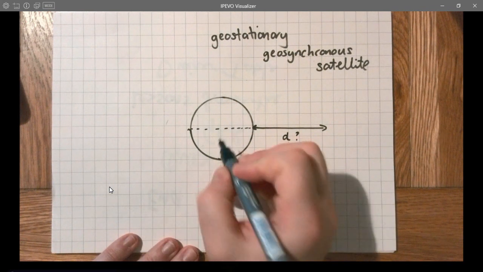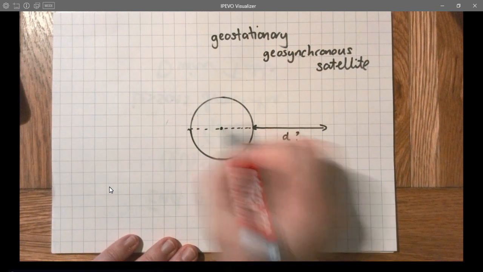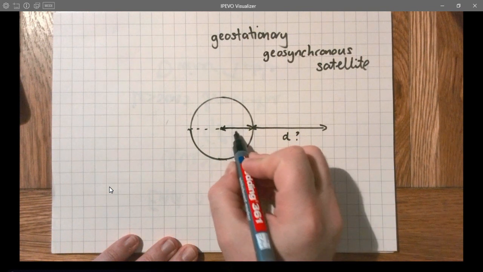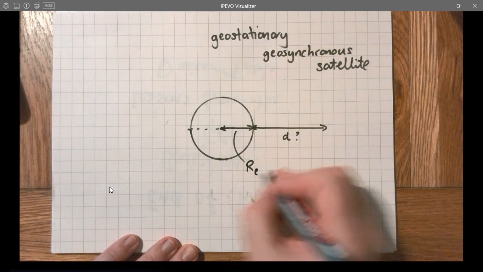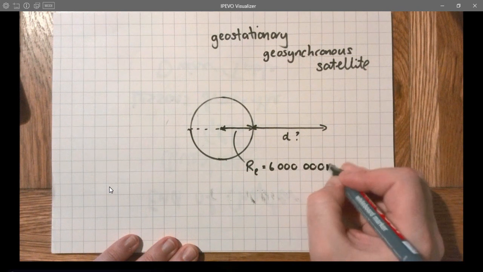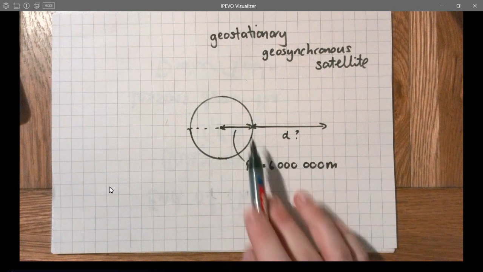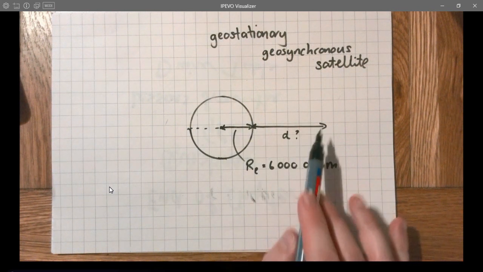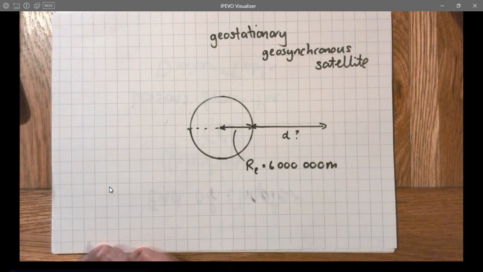Now I'm going to give you a couple of bits of information. Please remember that the radius of the Earth is approximately 6 million meters. So I want you to work out the altitudes above the Earth's surface that you have to position one of these satellites, so that when it goes round the Earth it stays above the same point.